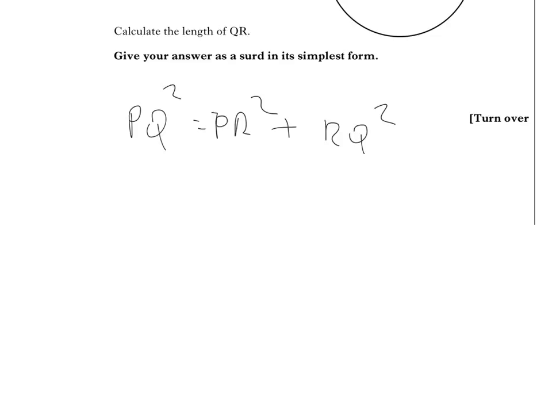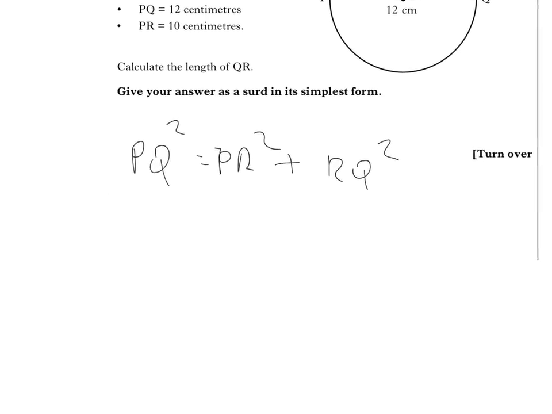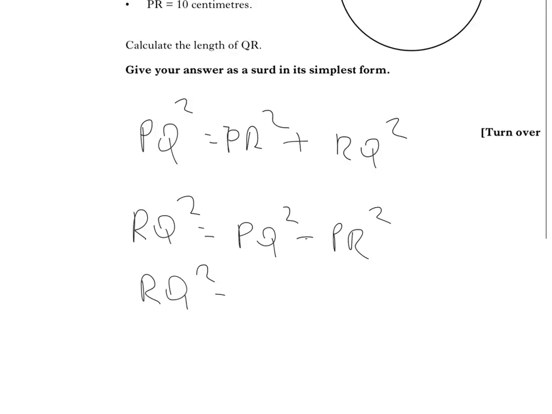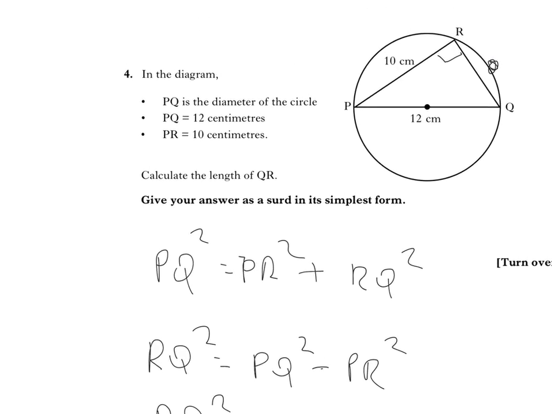And it turns out for this question that it's actually one of the shorter sides, RQ, that I'm looking to find the length of. So RQ squared would be equal to PQ squared minus PR squared. So RQ squared is equal to PQ squared, so the length of PQ, as we can see, is 12, so it's going to be 12 squared, take away 10 squared.